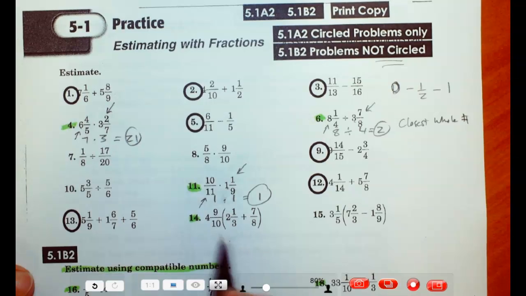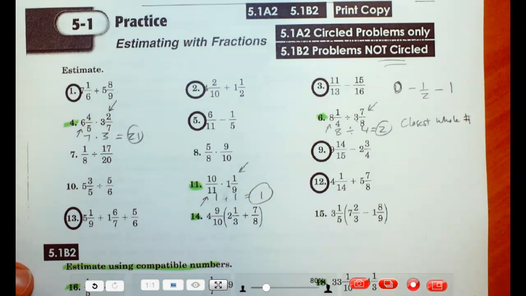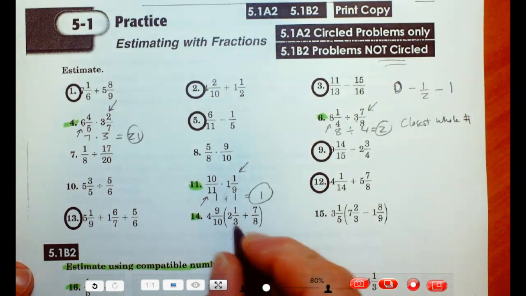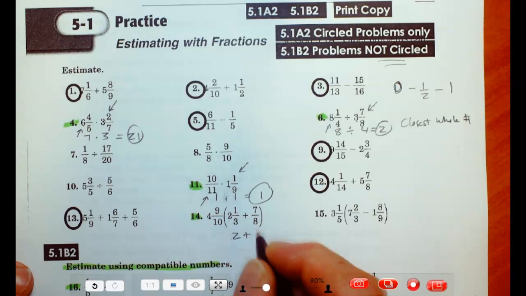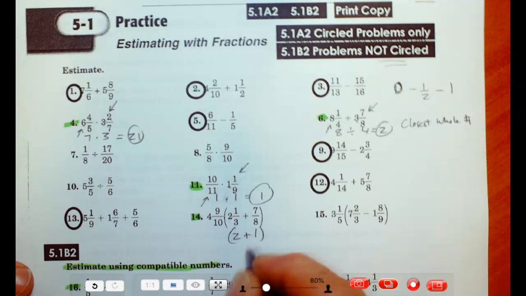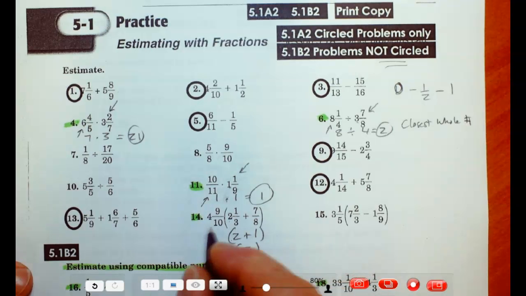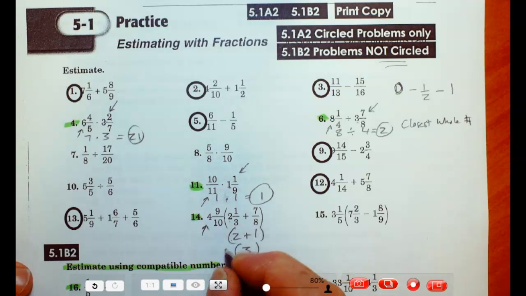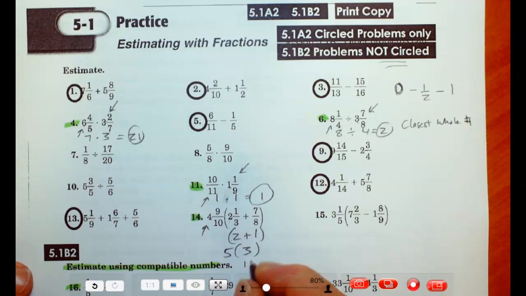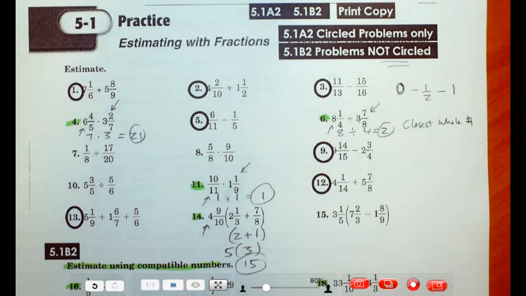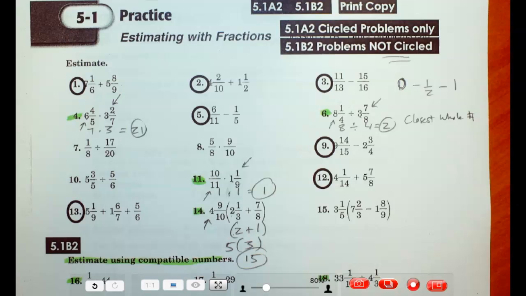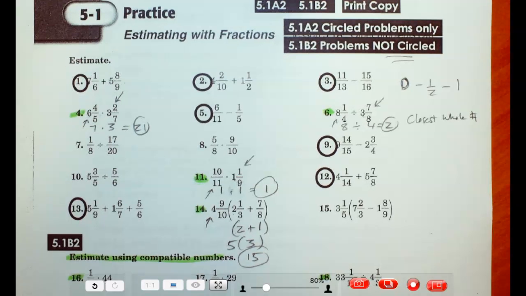Now this one's a little bit tricky. We're going to have to do a little two-stepper down here. So first we have to go inside the parentheses. That's what order of operations says. So we have 2 1/3. Is that closer to 2 or 3? Well, it's closer to 2. We have 7/8. Is that closer to 0, half, or whole? That's closer to a whole. So 2 plus 1 is 3. So now we have to take 4 9/10. Is that closer to 4 or 5? Well, it's really closer to 5. So 5 times 3 would be 15. So here's my estimate down here. It's kind of a combination of order of operations and estimating.